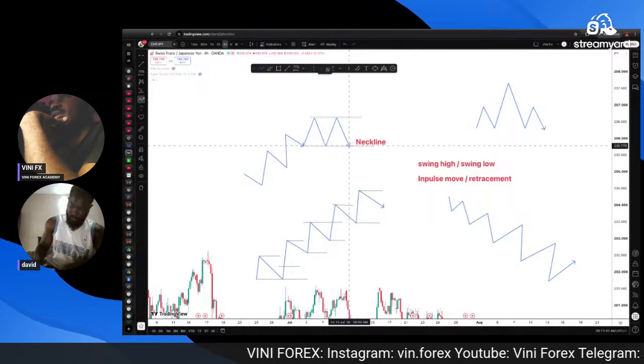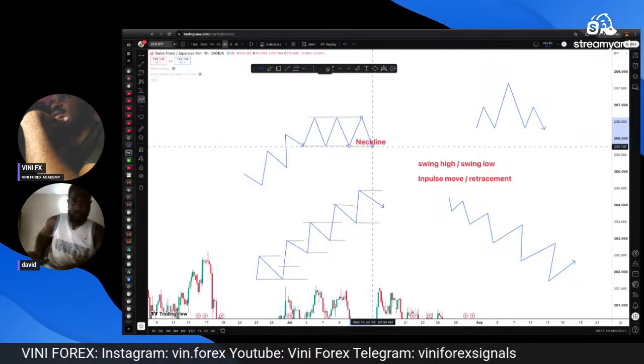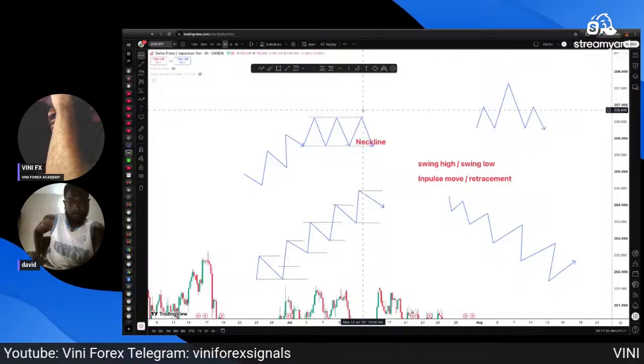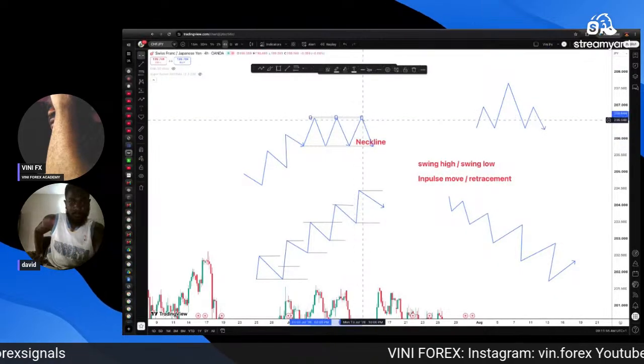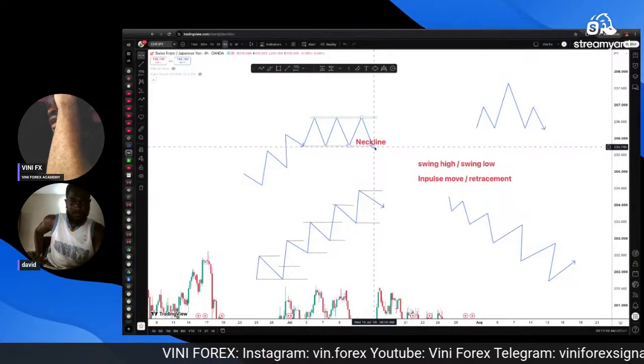It can also become a triple top in this manner. You see this one here. You see, it is still at the neckline. The neckline has not broken.